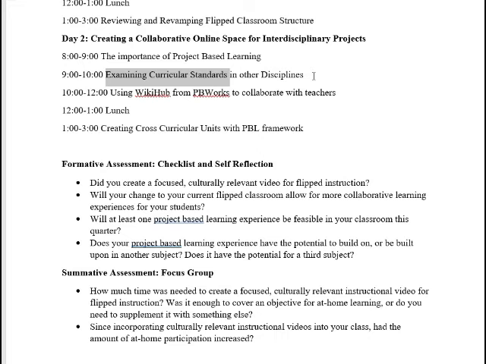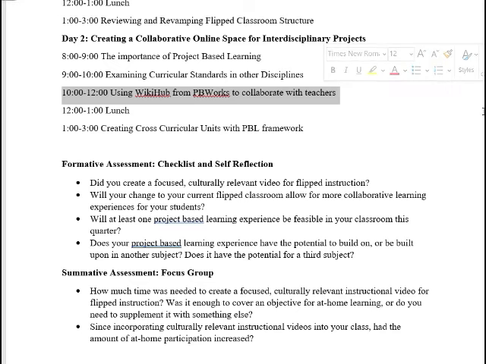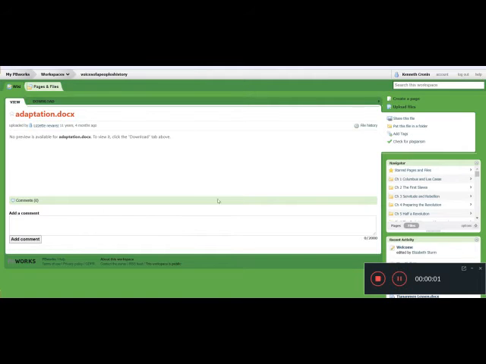This would be presented through our PB Works wiki, in which all of the curricular standards are there. From 10 to 12, we would be using our PB Works wiki space to collaborate with other teachers. So I can quickly show you what a PB Works looks like in regards to their wiki hub. As you can see here, this is technically my wiki space.